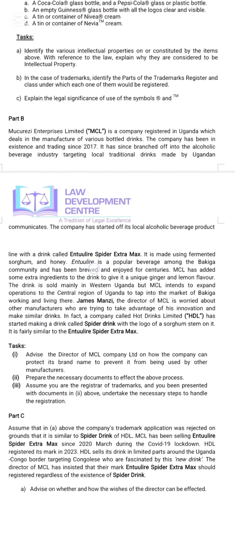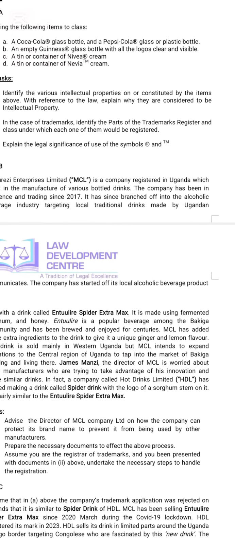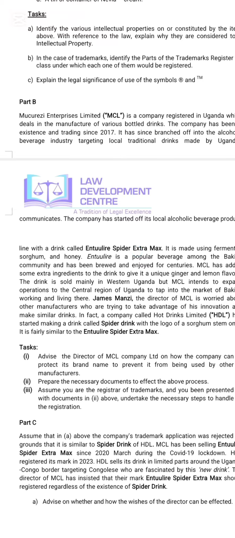Then explain the legal significance of use of the symbols R and TM. So R means registered and TM means pending registration. So R, it has been registered. Then TM, it has not yet been registered.